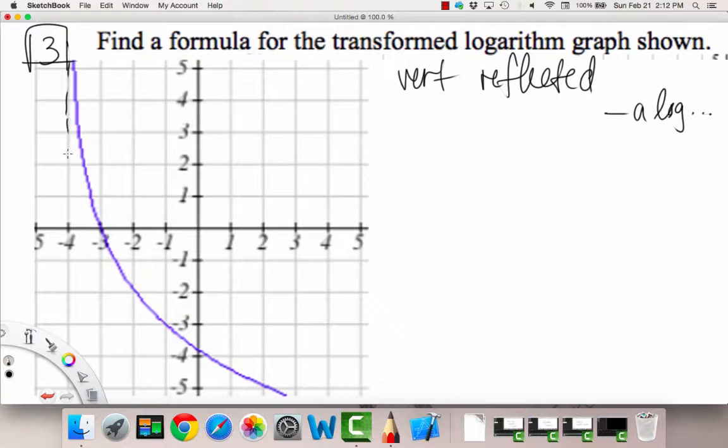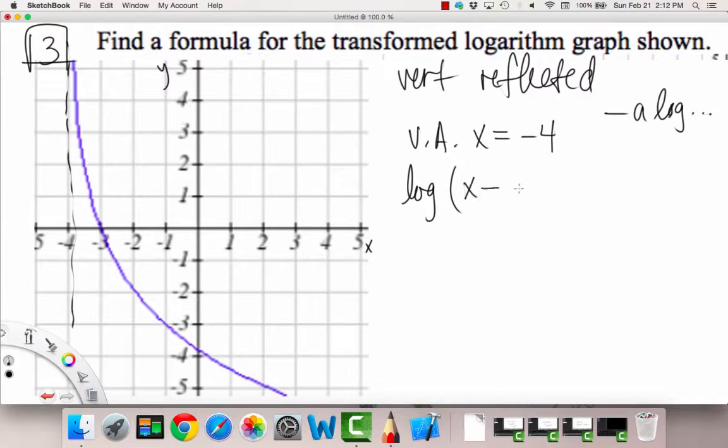We have a vertical asymptote at x equals -4. So this is x and this is y. So vertical asymptote at x is equal to -4. That means on the inside of our log, we're going to have x minus a -4, so that would be a +4, and then dot dot dot on either side.